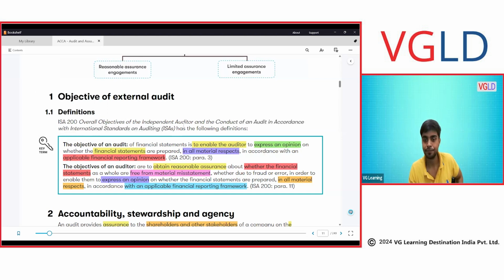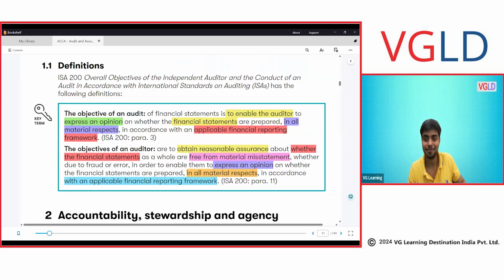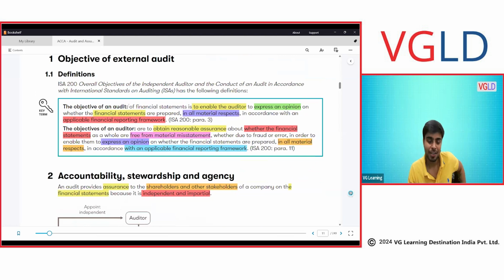So ISA has the following definition. Objective of audit. What is the objective of audit? Why are we doing audit? Look at this definition. The objective of an audit of financial statements is to enable the auditor to express an opinion on whether financial statements are prepared in all material respects in accordance with the applicable FRF.